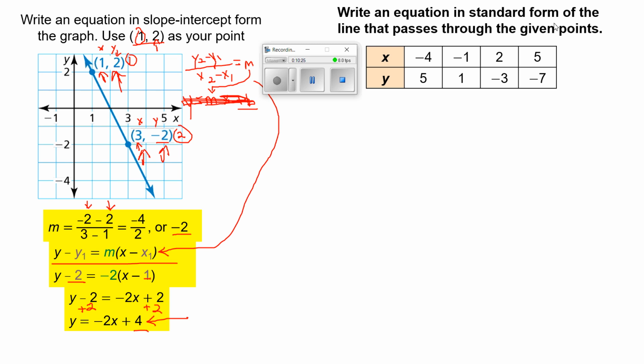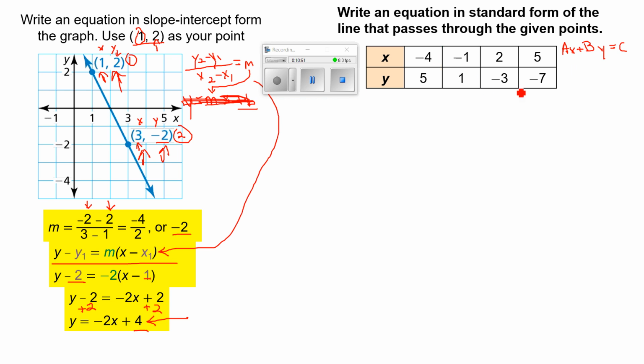Write an equation in standard form of the line that passes through these given points. I'm going to try to be a little more careful on this one. But actually for standard form this time, standard form, remember, is AX plus BY equals C. I gotta go really slow. I hate messing up in front of you guys.